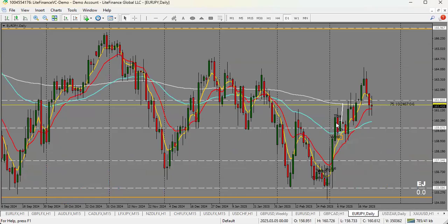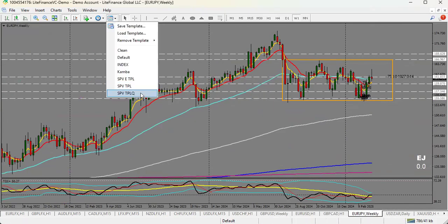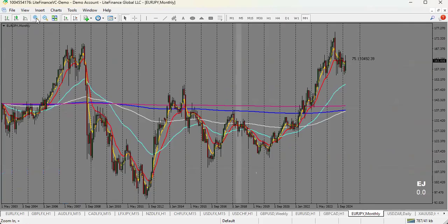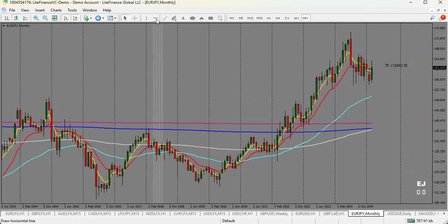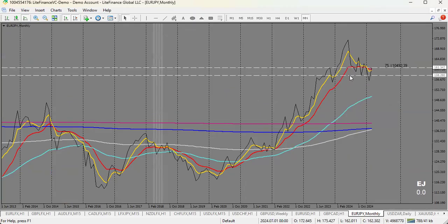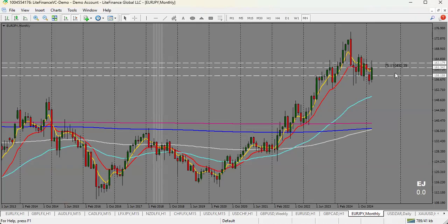This here was EURJPY, so we had an anticipation here. Let me load the template again. Okay, so let's start with the monthly time frame. And here we are looking at areas of support and resistance. So we have those 2 areas there. Those are the areas that are close to the current market price.